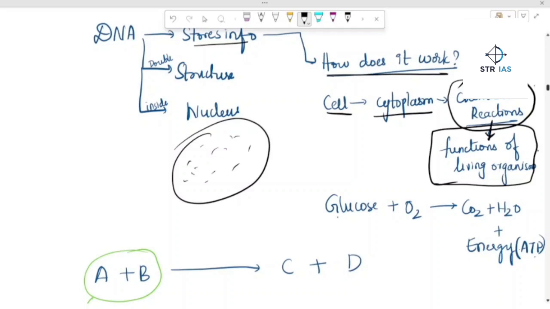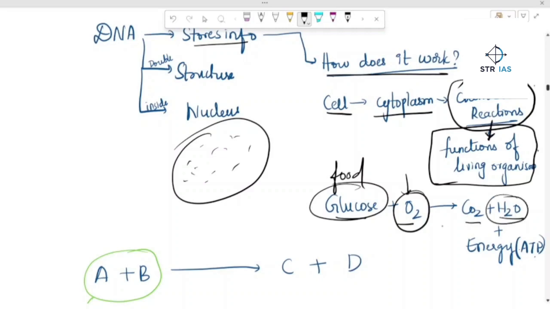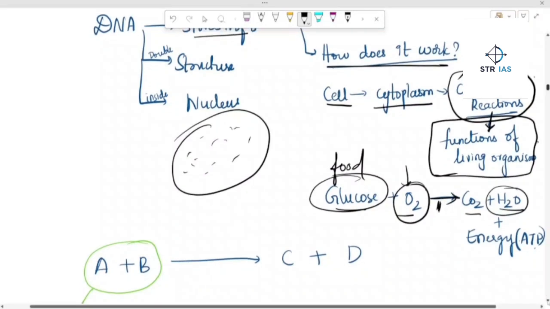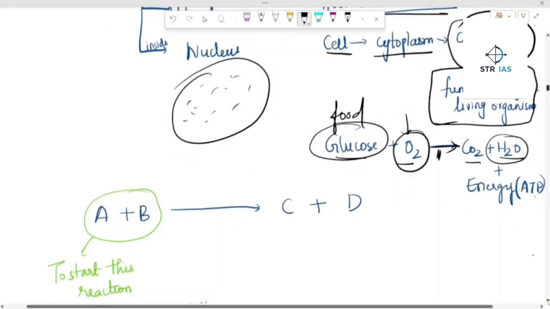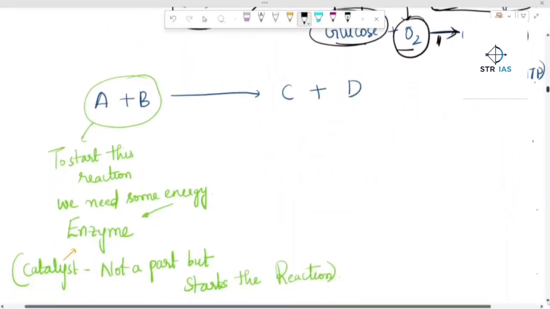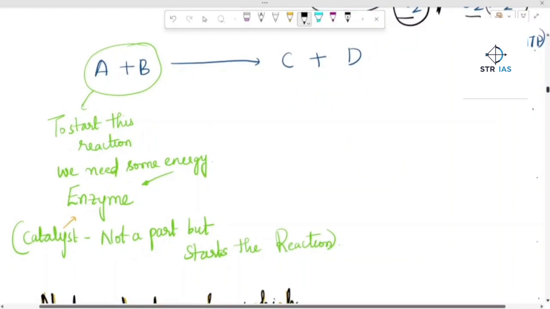For example, glucose plus oxygen. We take in glucose in the form of food, and through respiration we take in oxygen. It is converted into carbon dioxide and water. This is a specific reaction which happens in our body. For this reaction to happen, we need something called amino acids or proteins. Which protein should be released is the information that is there in our DNA.